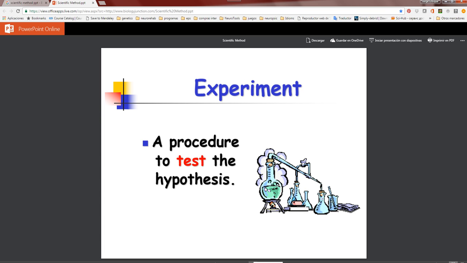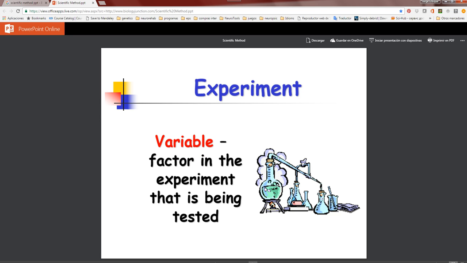What's coming next? The experiments. An experiment is a procedure to test the hypothesis. It's the most exciting part of the scientific method as well. In the experiments, you must take into account that the experiment has variables. What is a variable? It's a factor in the experiment that is being tested.